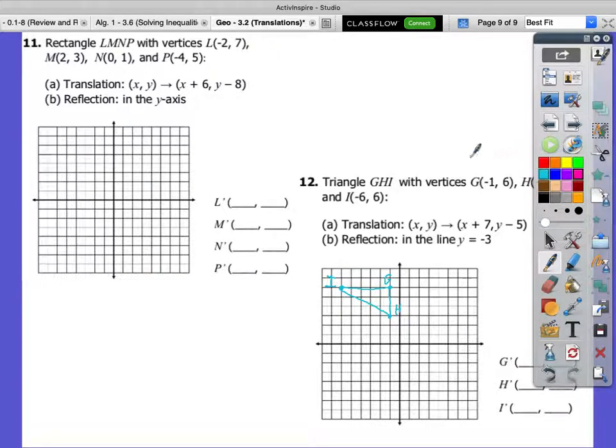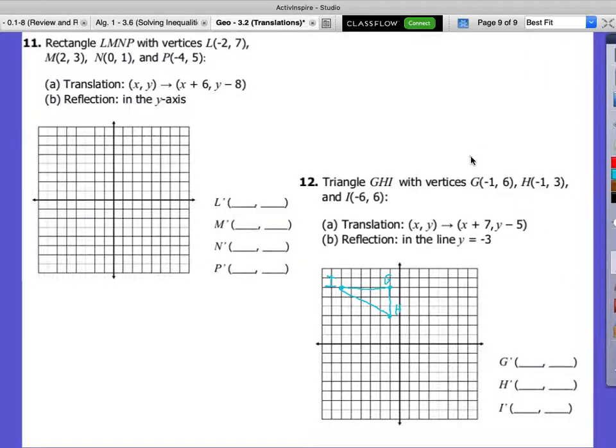And this time for our work in progress, we're doing a translation, and then for our final, we do the reflection after that over the line y equals negative 3. So we're going to move it to the bottom, then flip it. The first thing we're going to do is translate it, because it's asking in a different order this time. We're just getting used to being able to do them in both orders.